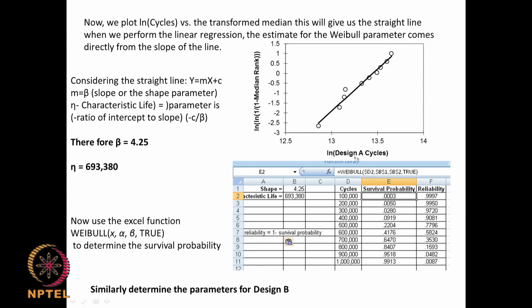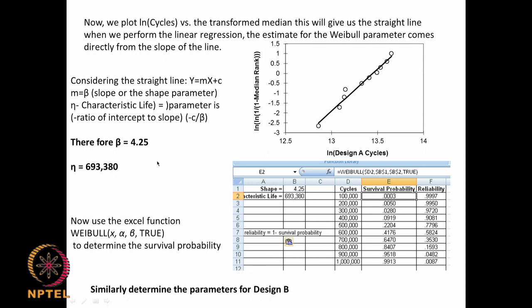So, when you plot that as the x axis and this as the y axis, you may get a different slope and an intercept. Correspondingly, the slope will give you the beta for design B, and the corresponding eta. So, you will have a beta and eta for design A. Similarly, you will calculate the beta and eta for design B, and then we can do a Weibull for design B using this Weibull command available in Excel, and then we can compare the results with what we got for design A. So, it is very simple to do, but it is quite an involved problem.